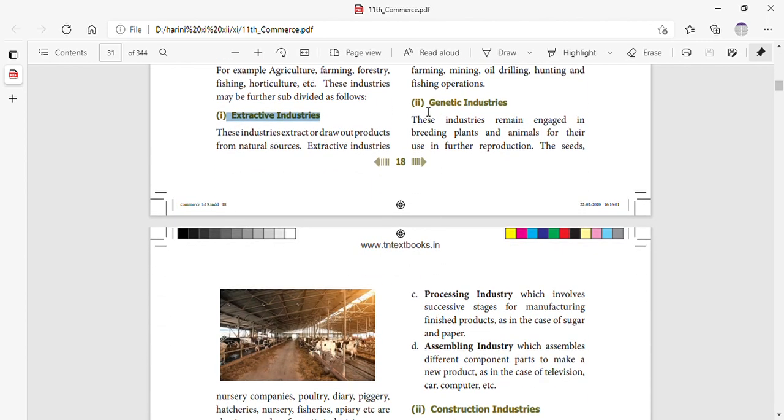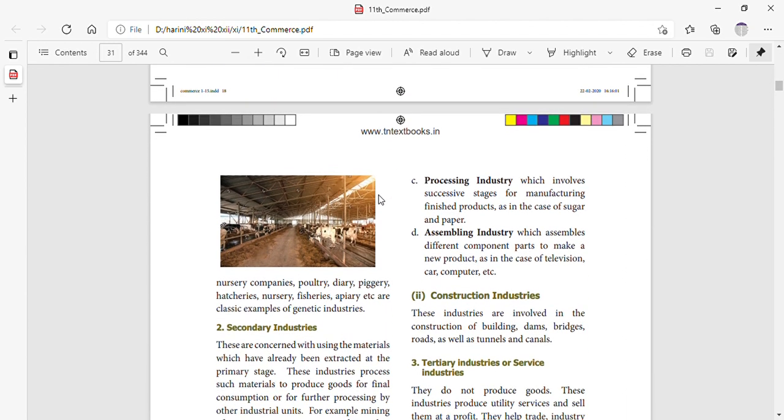So genetic industries. Genetic industries means breeding of plants and animals for future reproduction. Most of the seeds, if you see, are hybrid seeds. They will give you so much yield. Here they are also related to poultry. Poultry is rearing of birds. Dairy means rearing of cows. Piggery, you all know, is rearing of pigs.